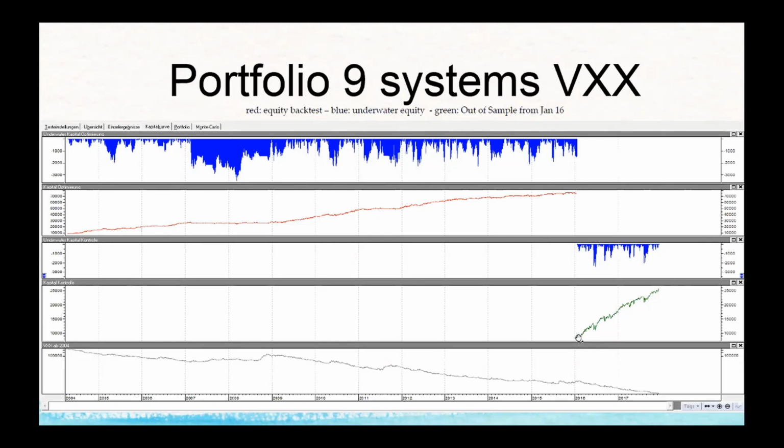This is the out of sample area. The system is running without any correction since 2016. And this is the underwater equity during this time. So from this time on, the 9 systems don't know the data, and the system is running out of sample.